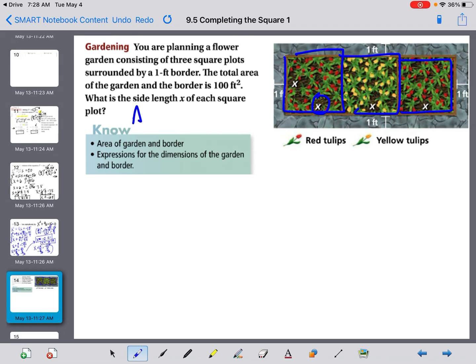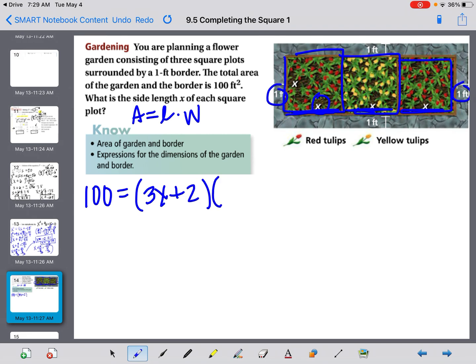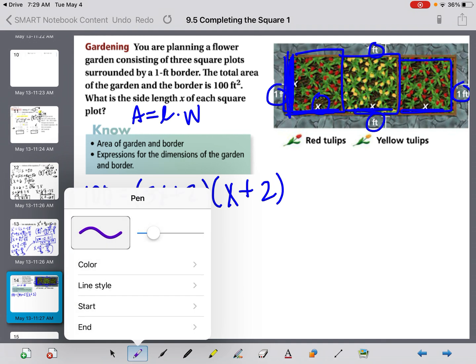So we know that we need the area of a rectangle, which is area equals length times width. We know that the area is 100 feet squared. So 100 is equal to, now my length, if I'm looking at it, is 1x, 2x, 3x's plus 1 foot on this side and 1 foot on this side, so just plus 2. The width is this direction, just 1x plus still a 1 and a 1, so plus 2. Okay, there's our formula. Now we're going to use FOIL to figure out what our actual quadratic equation is here.